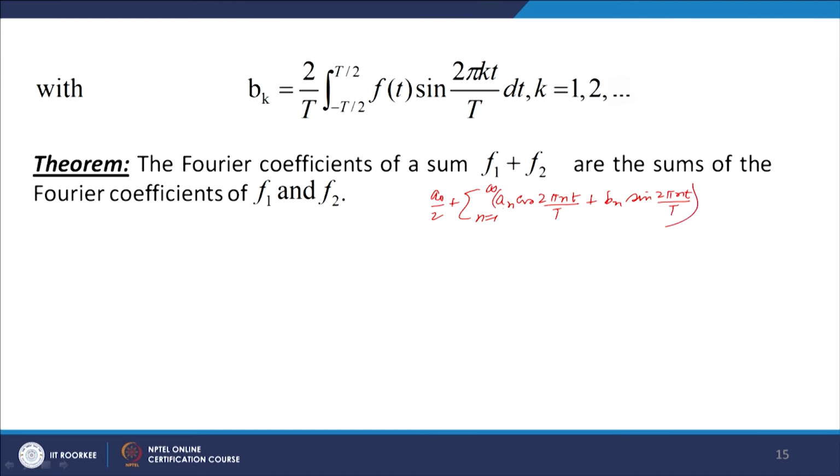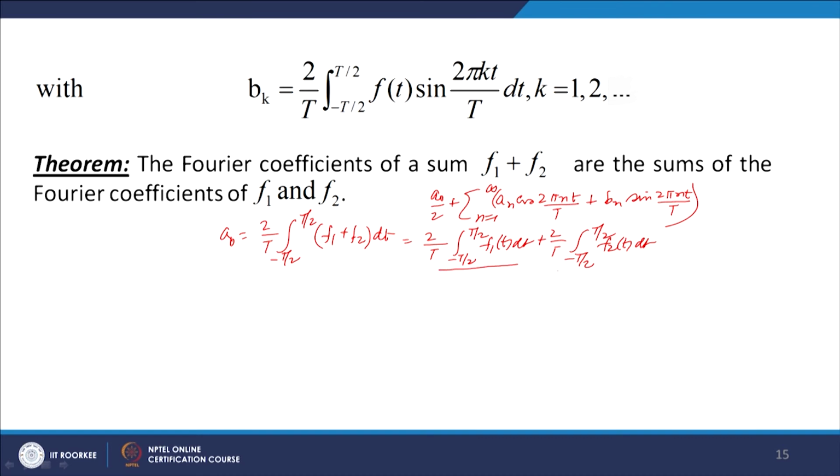So, here a n's and b n's are the Fourier coefficients. Let us begin with a naught, which is equal to 2 over T, integral from minus T by 2 to T by 2 of f1 plus f2 dt. So, we can write it as 2 by T integral over minus T by 2 to T by 2 of f1(t) dt plus 2 by T integral from minus T by 2 to T by 2 of f2(t) dt. So, the Fourier coefficient a naught for the function f1 plus f2 is the sum of the Fourier coefficients for the function f1 and the function f2.